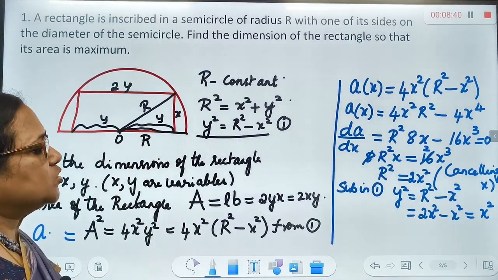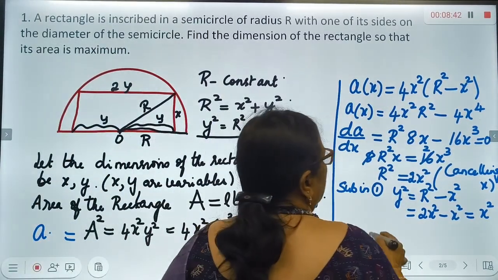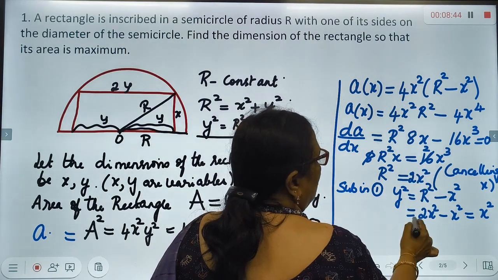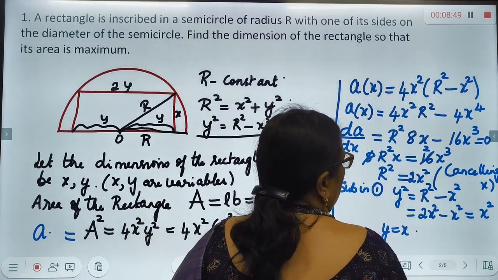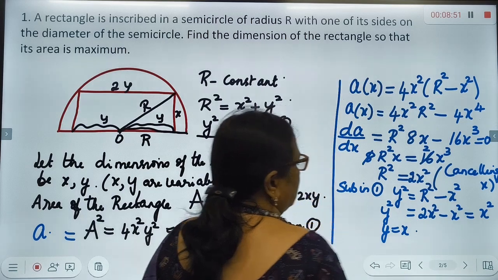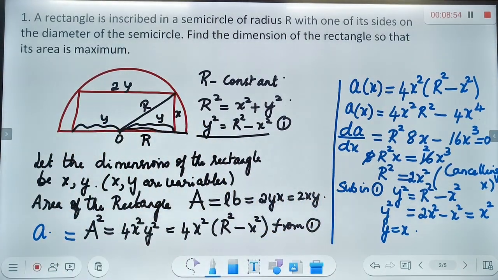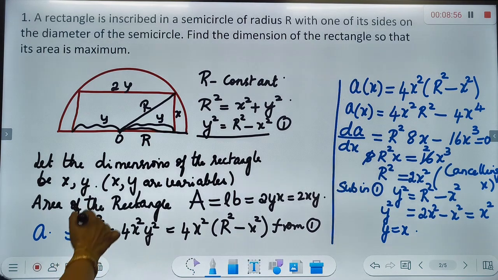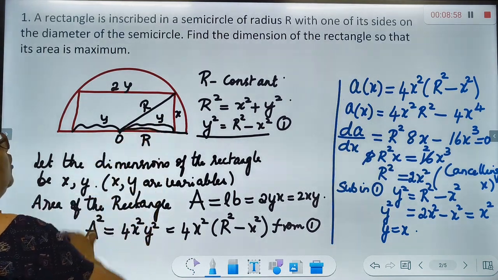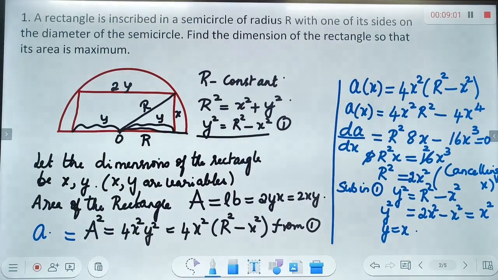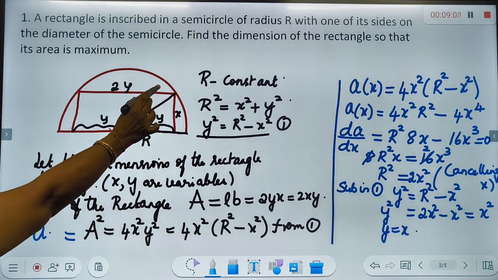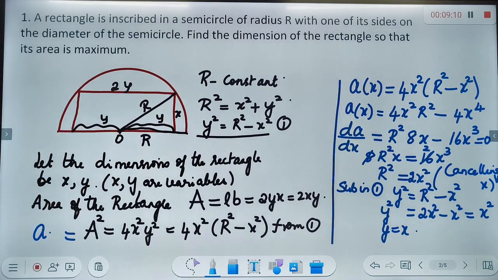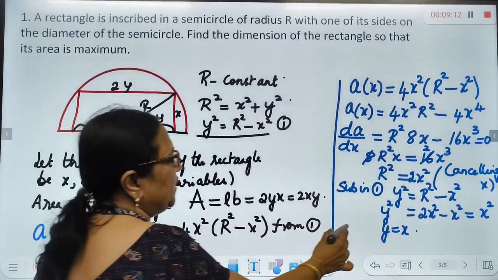Okay. So, y square equal to x square. Now, so y will be x. If y square is x square, y is x. Okay. So, when x is equal to y, the area function is maximum. Are you able to follow? We have to maximize the area, find the dimensions of the rectangle so that the area is maximum. Okay, x must be y.